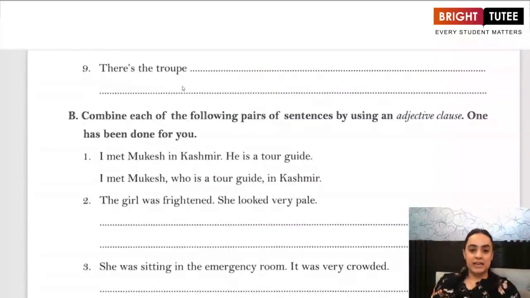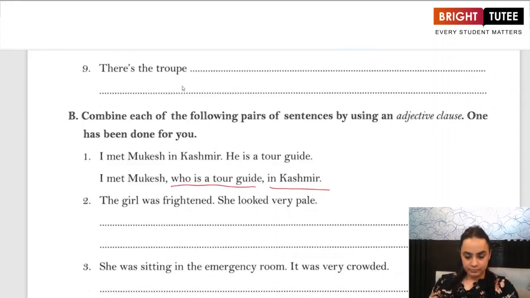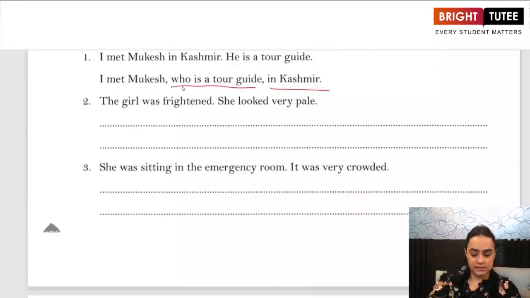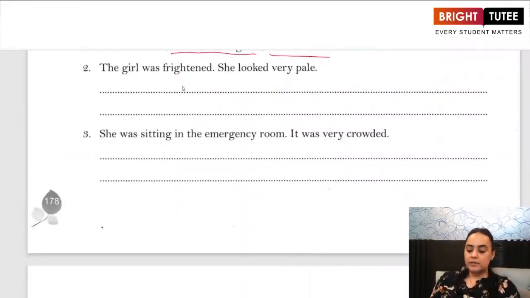Let us look at the next question. Combine each of the following pairs of sentences by using an adjective clause. The first one has been done already. I met Mukesh in Kashmir. He is a tour guide. So I met Mukesh, who is a tour guide, in Kashmir. Let us look at the other sentences. The girl was frightened. She looked pale.